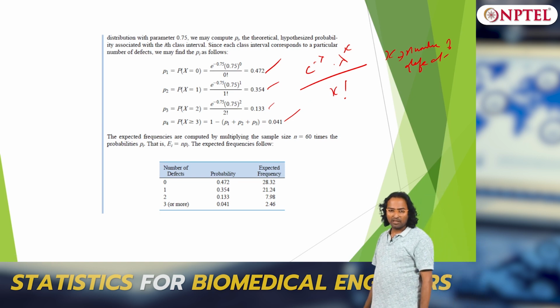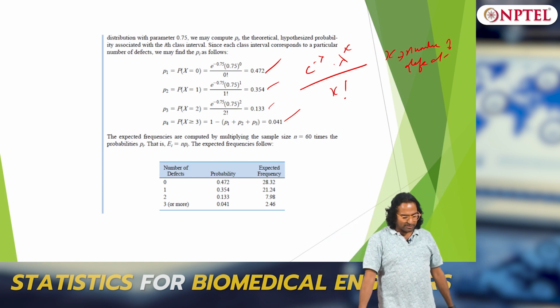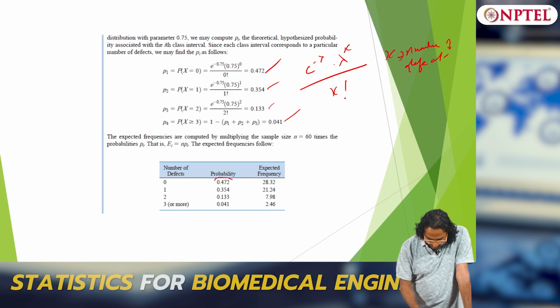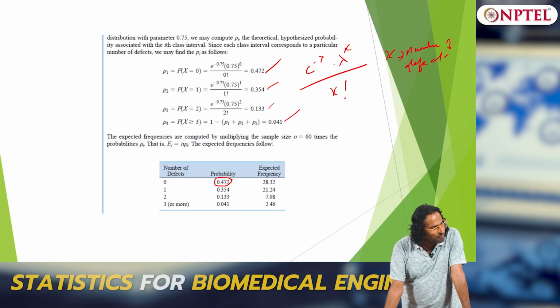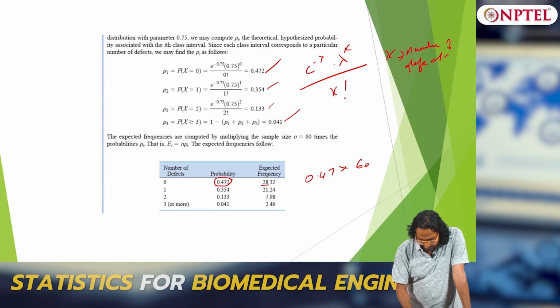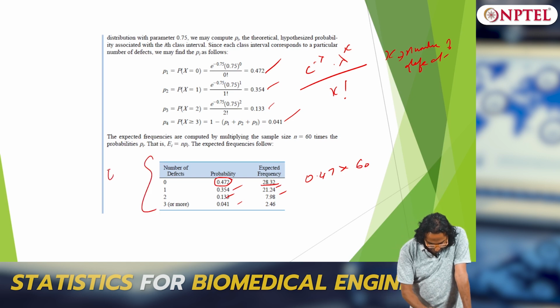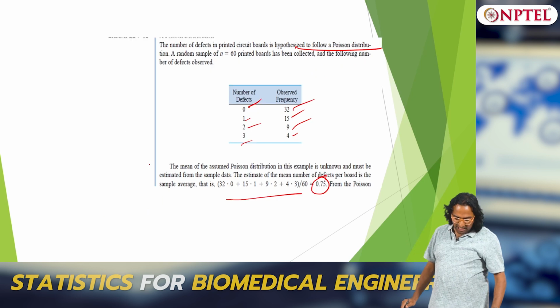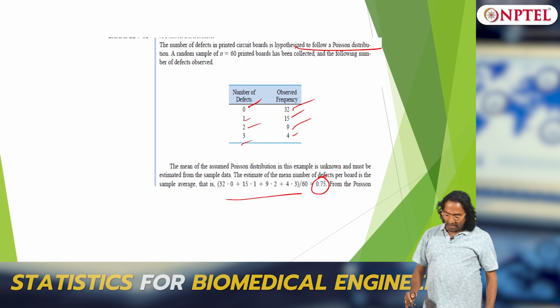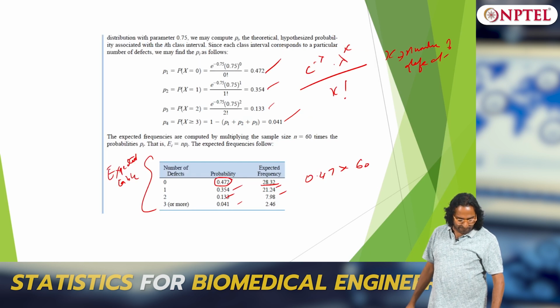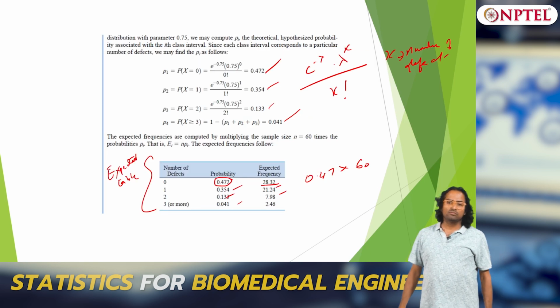So I have a value for 1, 2 defects, 3 defects, and greater than or equal to 3 defects. Now, what is the probability for 0 defects? 0.472. What is the expected frequency? How do I get expected frequency? 0.47 into 60. Similarly for 1 defect, 2, 3 or more, and this is my expected table, and this is my observed. So I have expected and observed: 32, 15, 9, 4 observed, and 28, 21, 7, 2 expected.